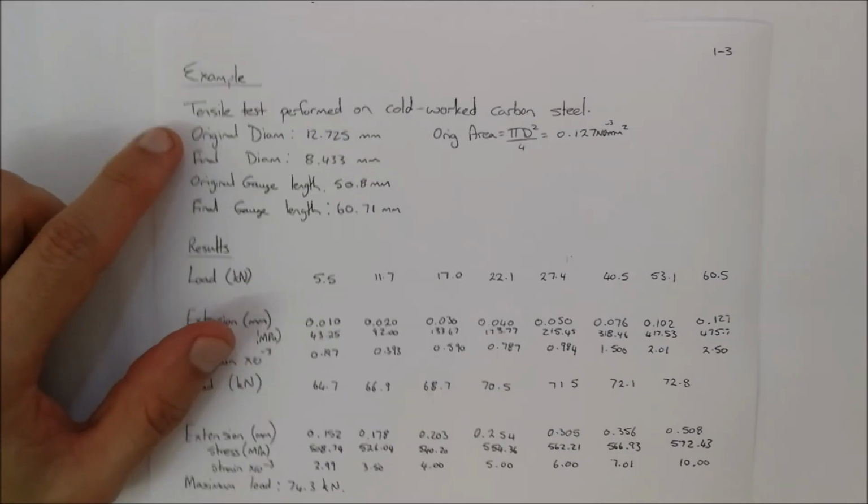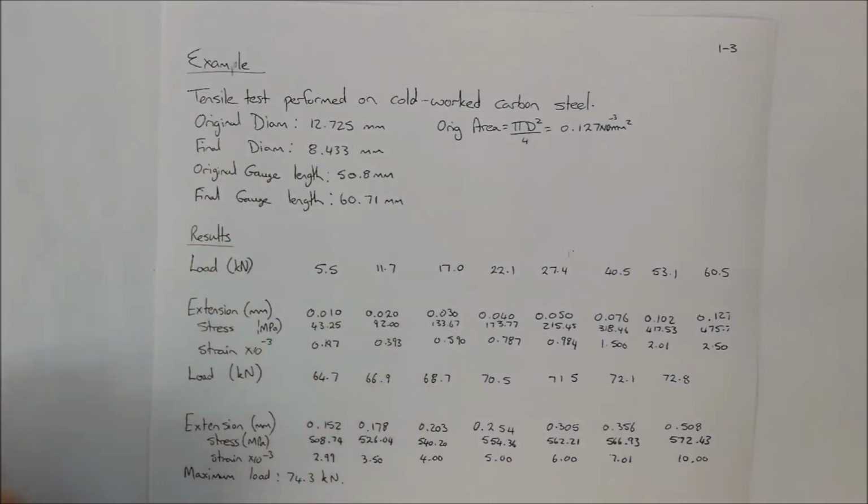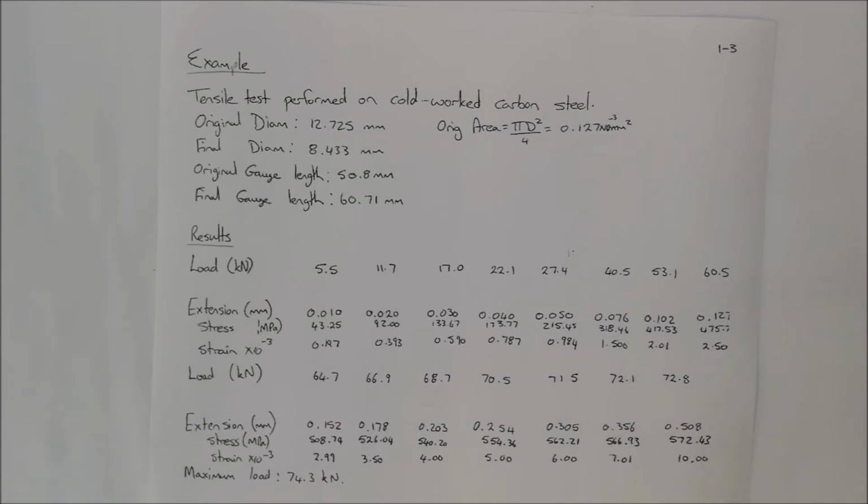If you have the original diameter of 12.725 millimeters, that means your original area is pi d squared over 4, which works out to be 0.27 times 10 to the minus 3 square meters. So what we want to do is use this information that we are given, and now we're going to have to do our calculations.